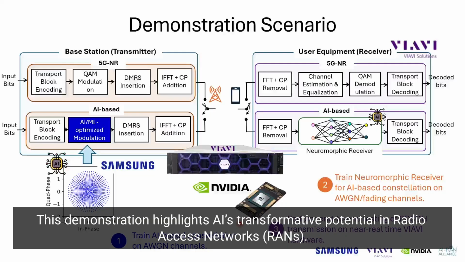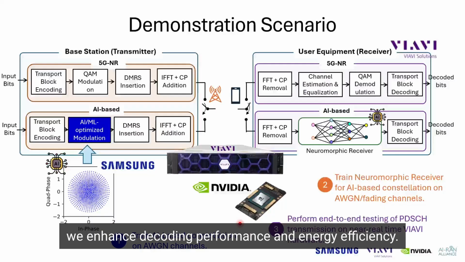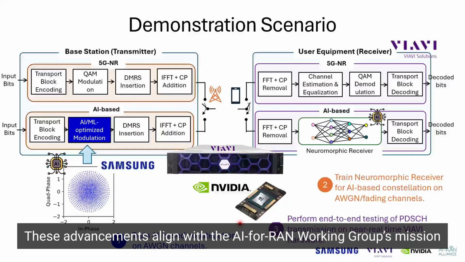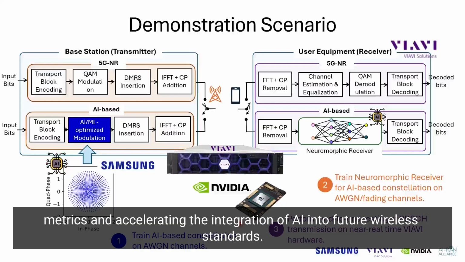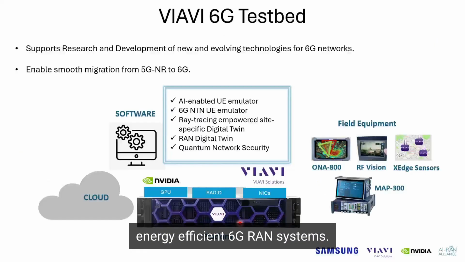This demonstration highlights AI's transformative potential in radio access networks, or RANs. By leveraging AI for non-uniform modulations and neuromorphic receivers, we enhance decoding performance and energy efficiency, key goals for next-generation 6G networks. These achievements align with the AI for RAN Working Group's mission to develop AI-native RAN architectures, addressing critical performance metrics and accelerating the integration of AI into future wireless standards. This proof of concept showcases AI's pivotal role in scalable, energy-efficient 6G RAN systems.